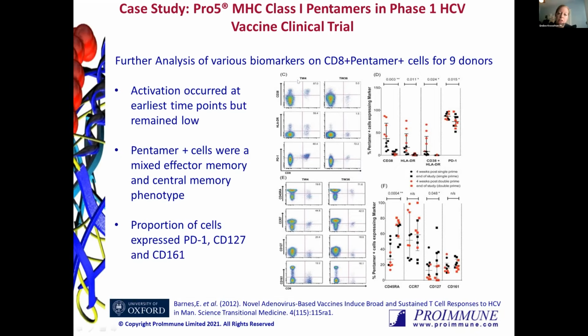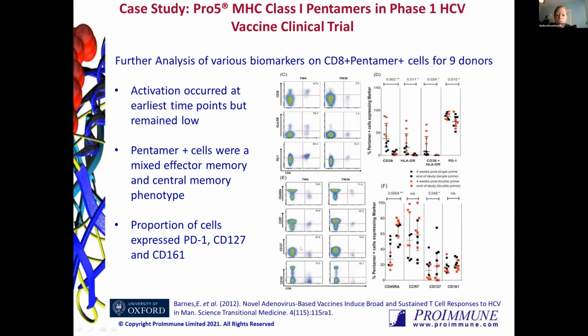So they were using HLA-DR and CD38 to look at the activation status, which they found was activated early on post-vaccination at week 4, and then remained low for the remainder of the study. They were looking at CD45RA and CCR7 and found that the majority of these cells were effector memory and central memory phenotypes. They also stained for PD1, which is known to be expressed and associated with both activation and exhaustion on persistent virus infection. And they do see a pretty high expression here that then declines over time, which is also consistent with clearing of the viral infection.